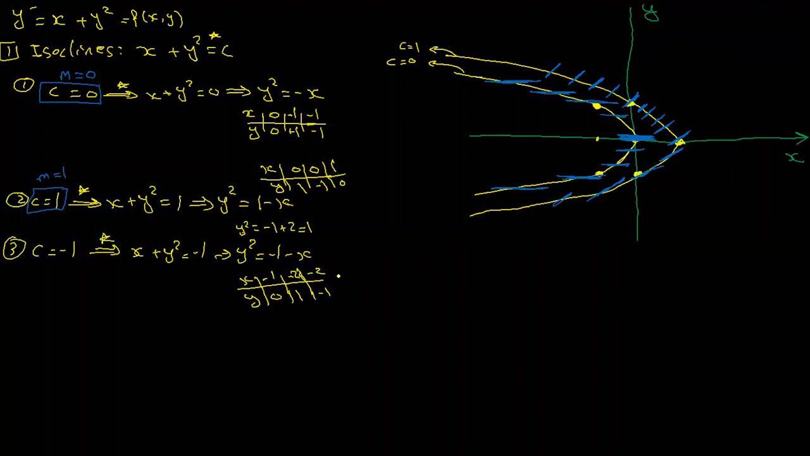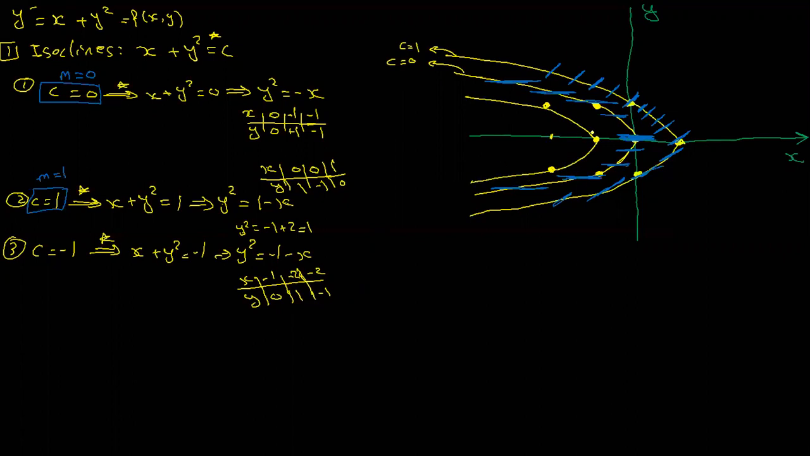Let me try to draw. The first point, 0 y, -1 x, it is here. Now, -2 x, and the y is 1 and -1. So it will be here a point, and here also a point. So that's my curve now. My third isocline is like this.